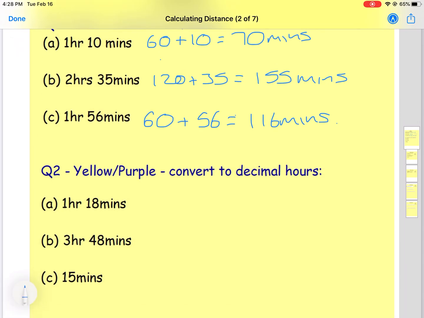With the yellow-purple questions, we are converting these to decimal hours. So for the first one, it is 1 point, since we've got 1 whole hour. Then we've got to do our 18 divided by 60, which gives us 0.3. Therefore, we put a 0.3 on the end. Question B, 3 point, again 48 divided by 60, gives us 0.8, so it's 3.8 hours. We've got 0 hours for our 15 minutes, so it's 0 point, and then 15 divided by 60, giving us 0.25 hours. Again, hopefully that was quite straightforward to you, based on the work that we've just done in the previous day's lesson.